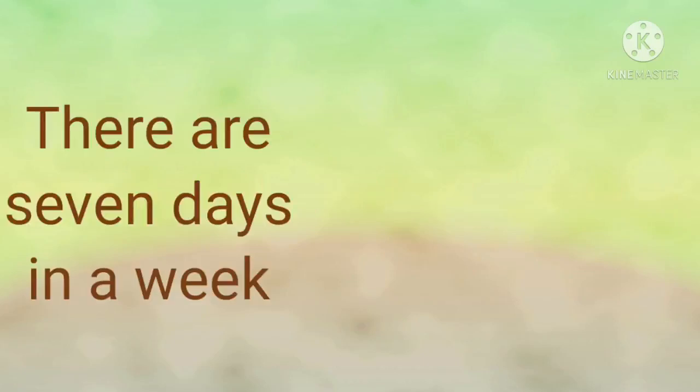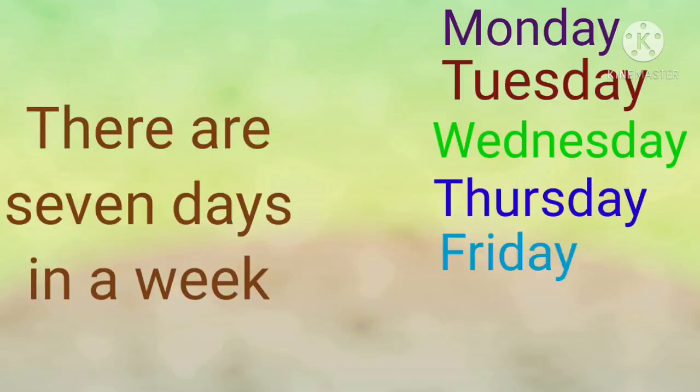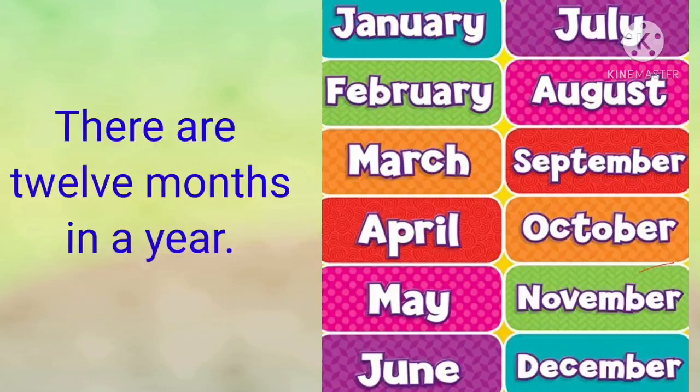There are 7 days in a week: Monday, Tuesday, Wednesday, Thursday, Friday, Saturday and Sunday. There are 12 months in a year: January, February, March, April, May, June, July, August, September, October, November and December.